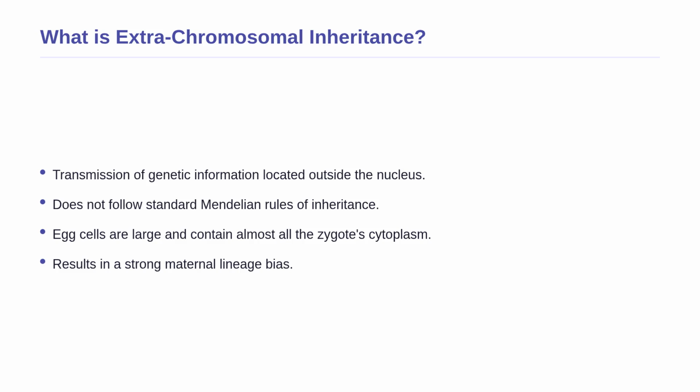Now that we have our analogy, let us look at the biological definition. Extra-chromosomal inheritance, also known as cytoplasmic inheritance, refers to the transmission of genetic information that is not located within the nucleus. In standard Mendelian genetics, both parents contribute equally to the offspring's chromosomes. But here, the rules change. Because the mother's egg cell is typically much larger than the sperm cell, it provides almost all the cytoplasm for the new zygote. As a result, these organelle genes are inherited almost exclusively from the mother, creating a very strong maternal lineage bias.